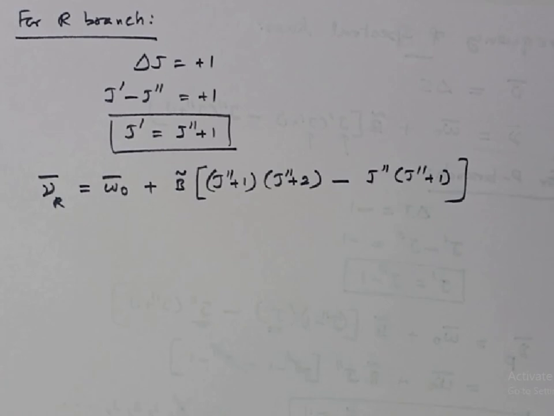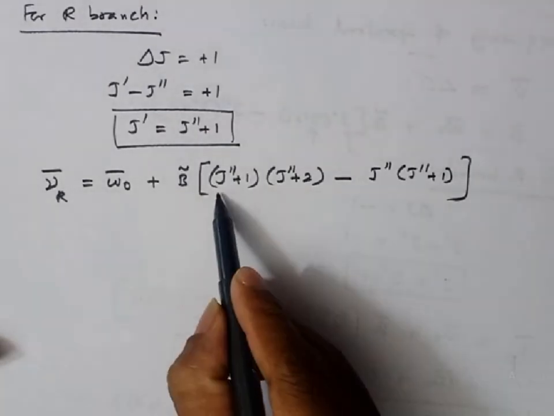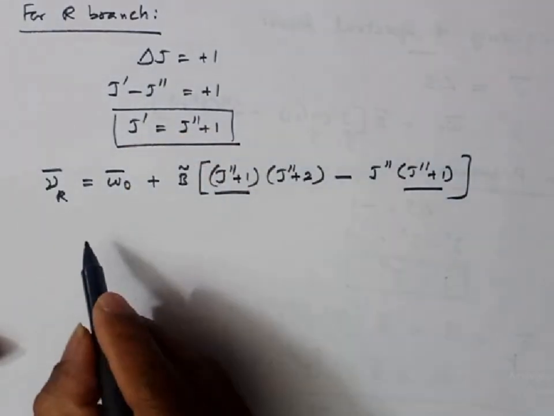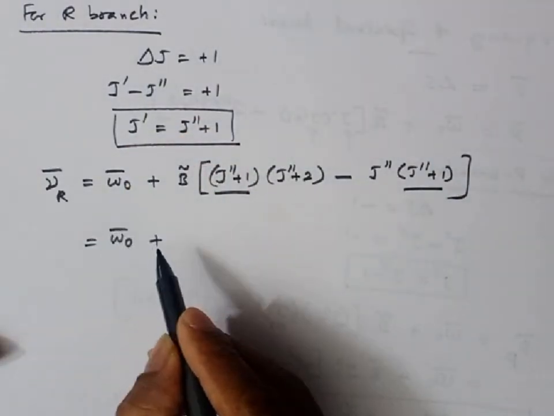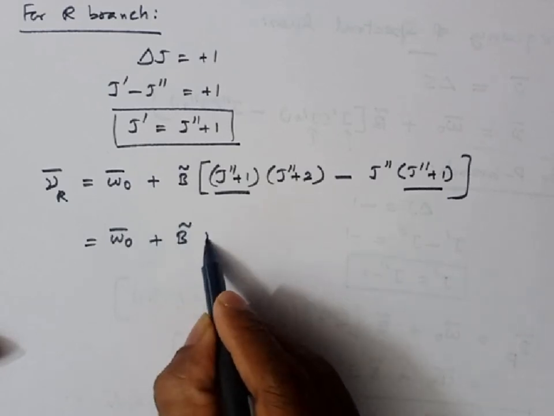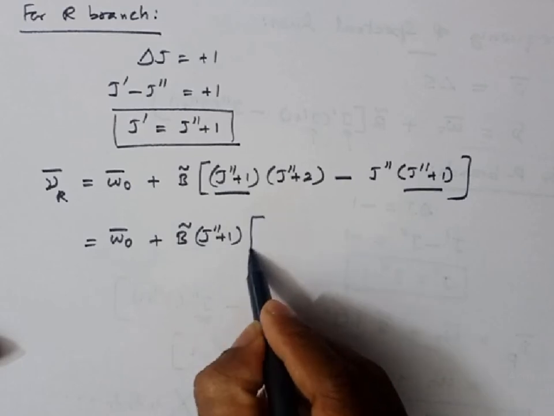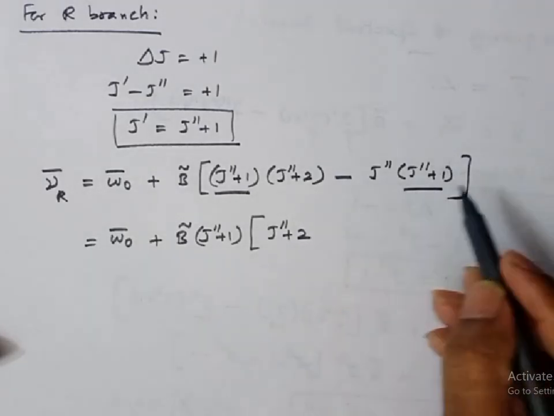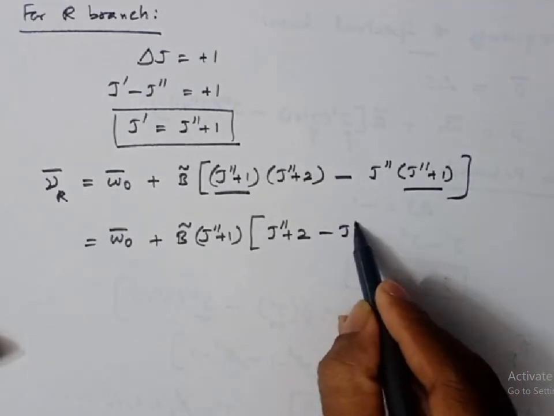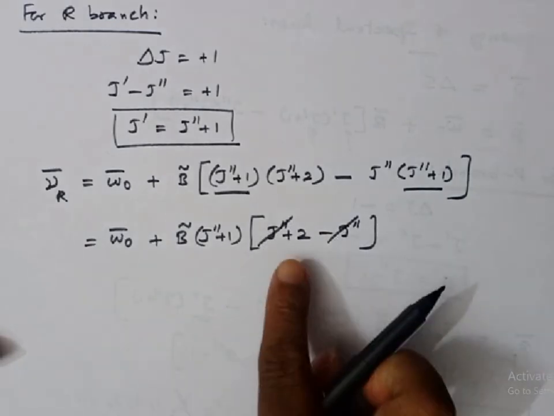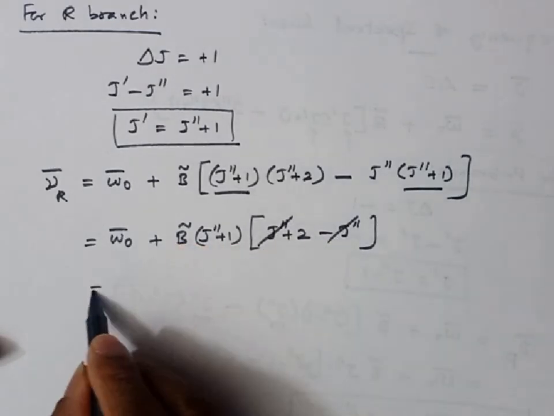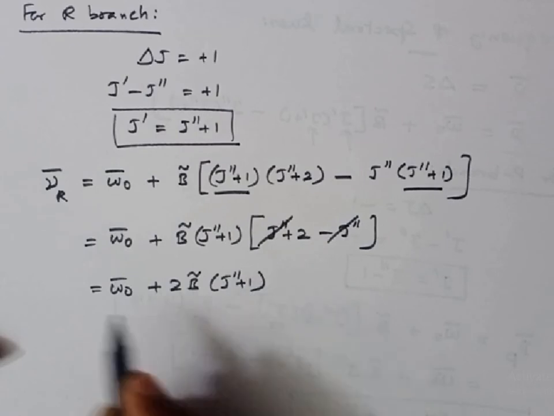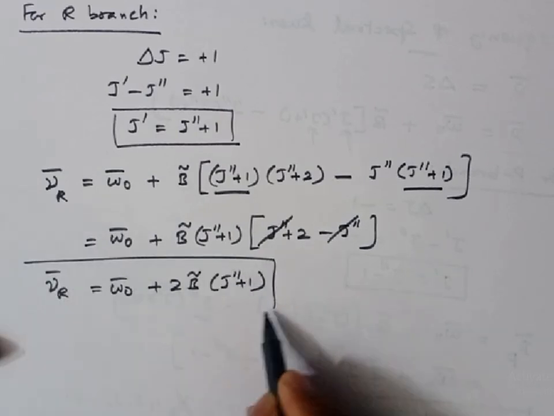Now, see, here we have J double prime plus 1. Here also we have J double prime plus 1. So I'm going to take J double prime plus 1 as a common term. So omega naught bar plus B into J double prime plus 1, times J double prime plus 2 minus J double prime. Plus J double prime minus J double prime cancel, so you'll get 2 here. 2B. So you'll get omega naught bar plus 2B into J double prime plus 1. This is the frequency for R branch lines.